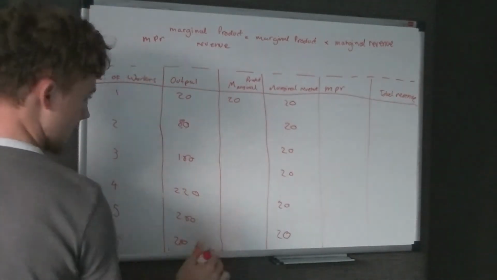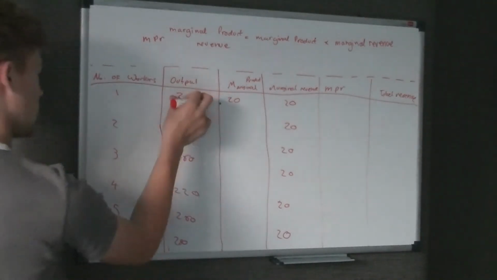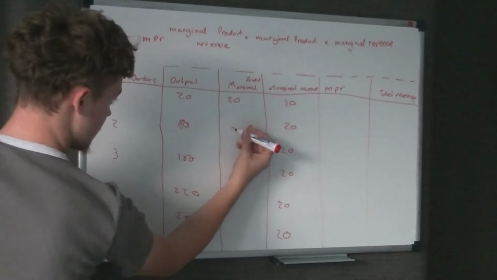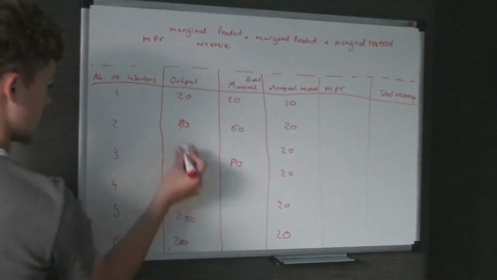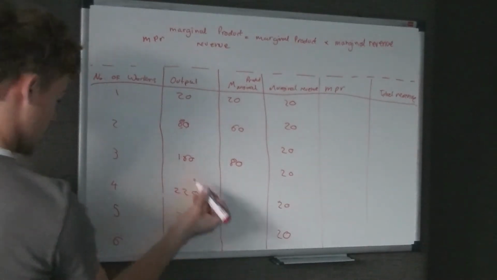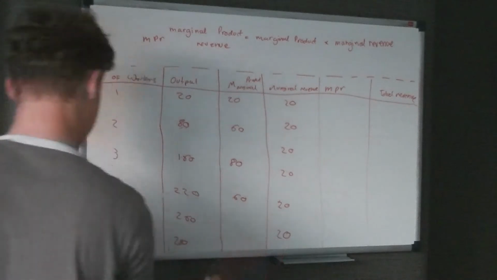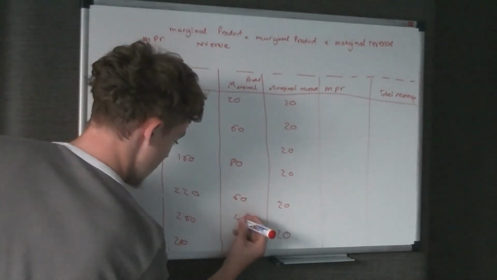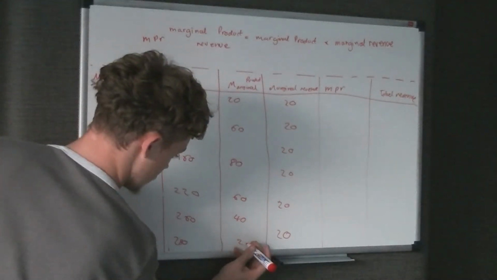As we go down, we take the output of the next worker away from the output of the previous worker. So it's going to be 20, 60, and then it goes up to 80, because 160 take 80 is 80, 220 take 160 is 60, and 260 take 220 is 40, and then we go from 280 to 260, and that gets us 20.